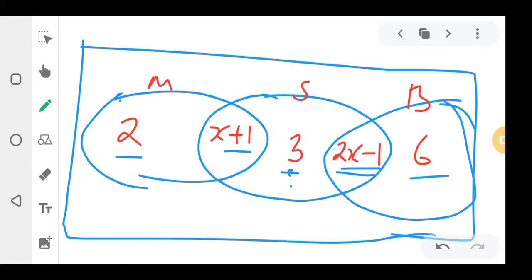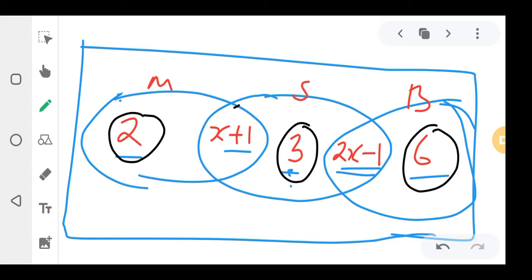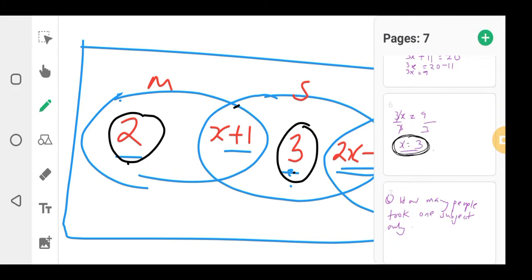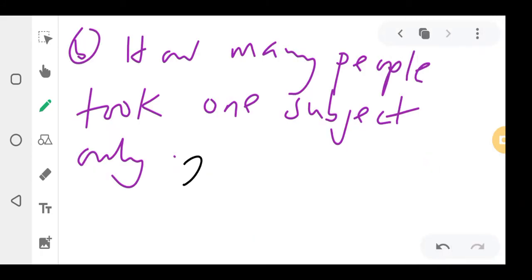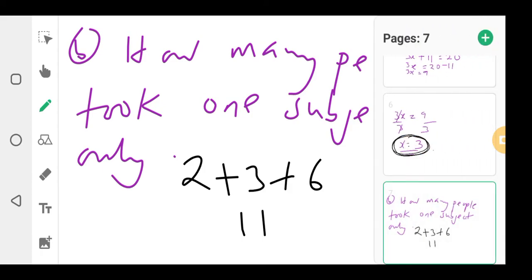So how many took one subject only? These ones took one subject, they're not part of the intersection sets. Same with these ones, and same with these ones. So you add all of them: 2 plus 3 plus 6. How many took one subject? 9, 10, 11. 11 took one subject only.